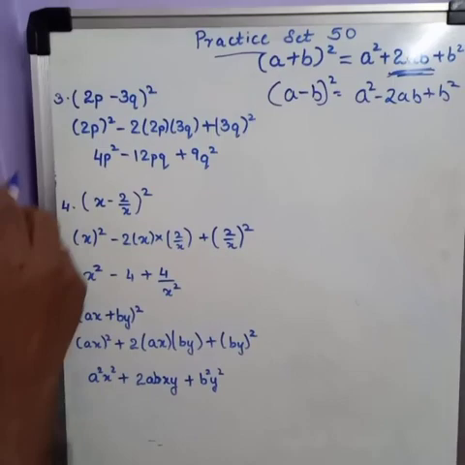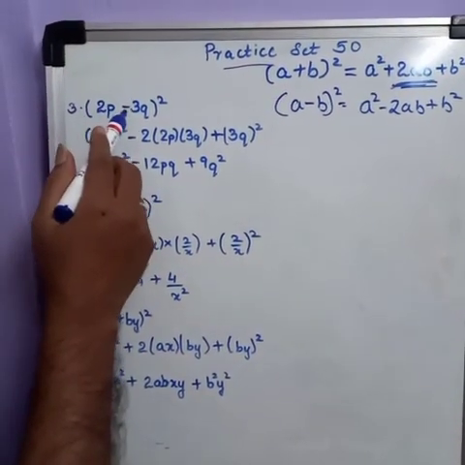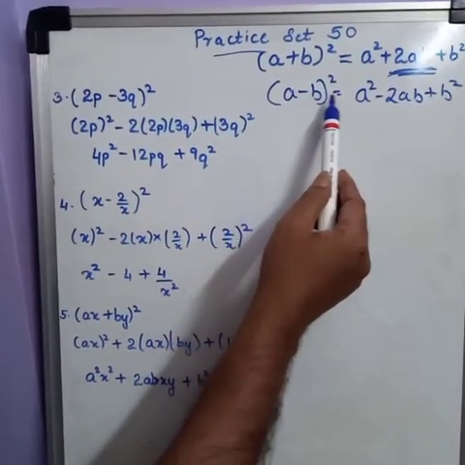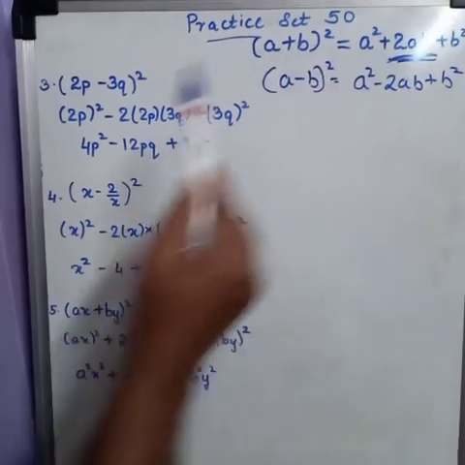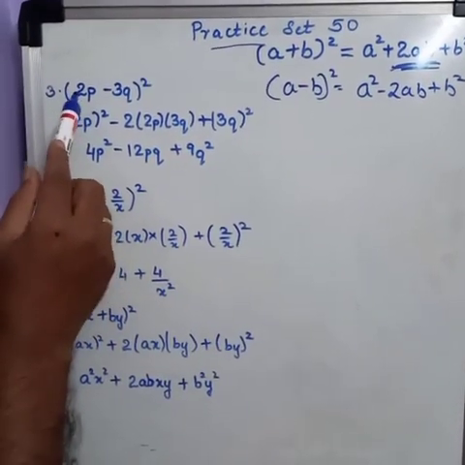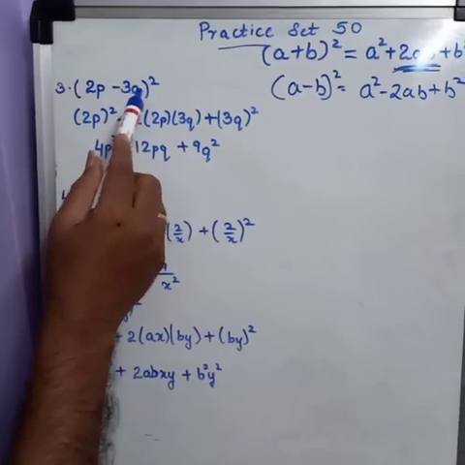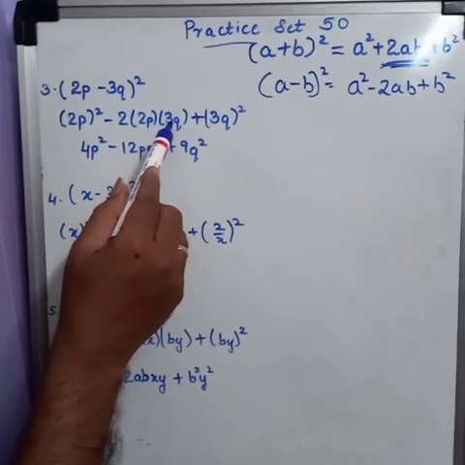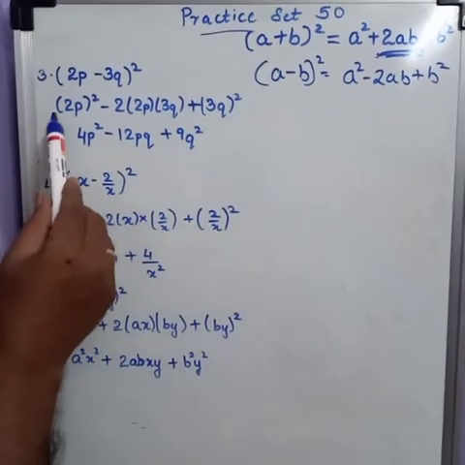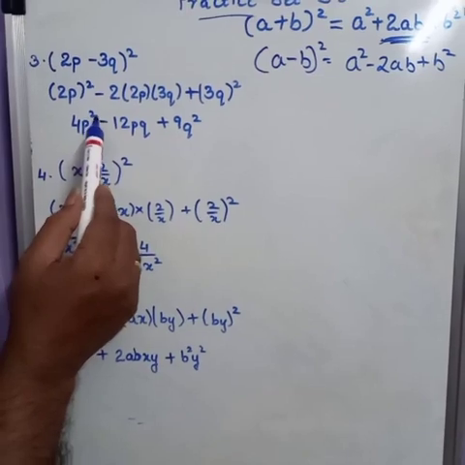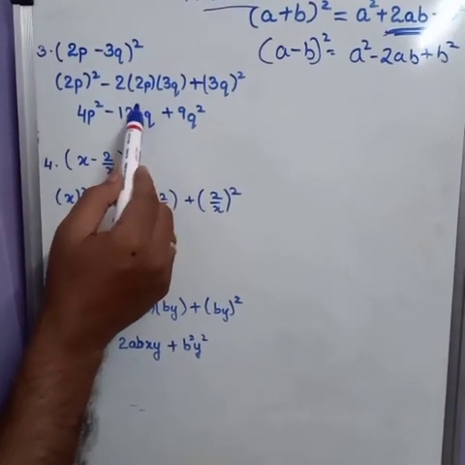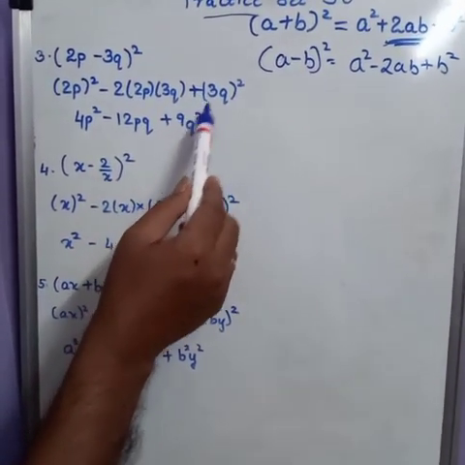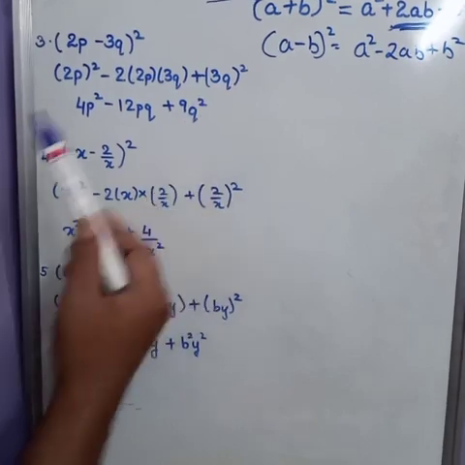Now we will solve the third sum, that is (2p minus 3q) the whole square. So we will do it in the (a minus b) square, that is a square minus 2ab plus b square. So here a we are considered as 2p and b as 3q. So it will be (2p) square minus 2 into 2p into 3q plus (3q) square. (2p) square, that comes up to 4p square, minus 2 into 3, that is 6pq, 6pq into 2, that is minus 12pq, plus 3 into 3, 9q square.